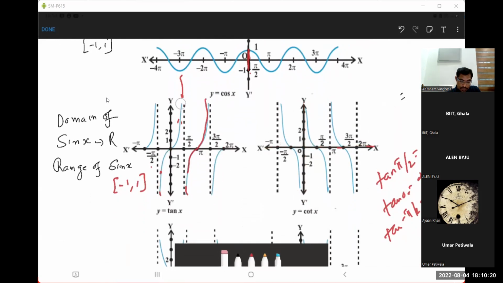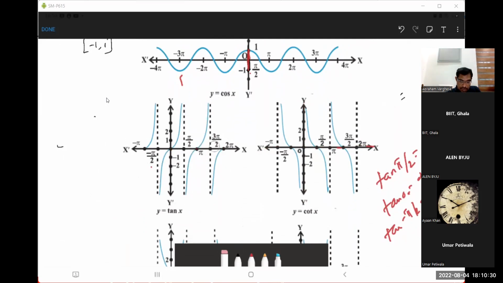You can look at the graph here. So this is the graph of tan x. Can you tell me what is the domain of tan x? So look at the graph and x-axis, where it is defined. Any idea what is the domain?